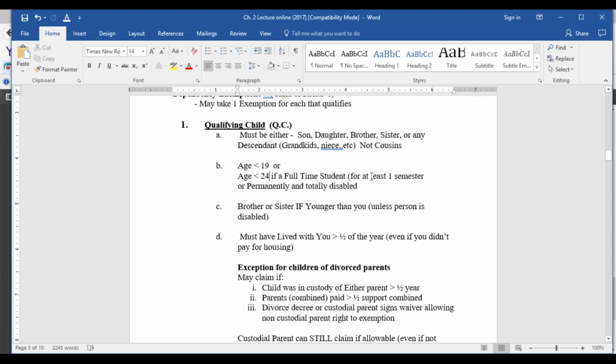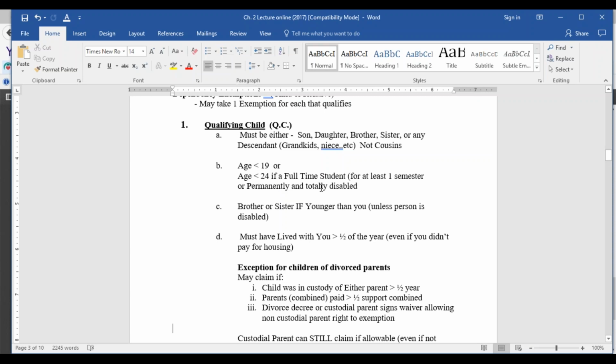And note here, a full-time student for at least one semester. That means if they are 23 and they graduated that spring from college in May, you would still be able to count them as a dependent because they were enrolled for at least one semester full-time. The other requirement is they do not have to be under 24 if they are permanently and totally disabled, meaning they cannot take care of themselves.